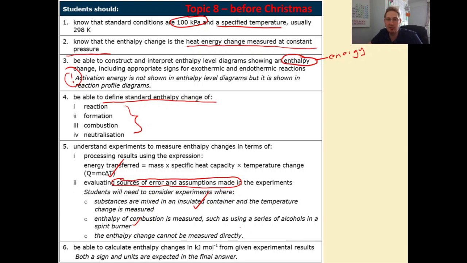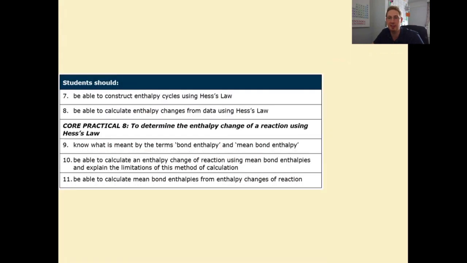And we did a couple of experiments where the enthalpy change cannot be measured directly. We did 2 experiments that we'll look at in a sec, solvation and neutralisation. We used both of those to calculate an enthalpy change that couldn't be measured directly. Calculate enthalpy changes in kilojoules per mole from given experimental results. You need sign and units in the final answer. And constructing enthalpy cycles using Hess's law.